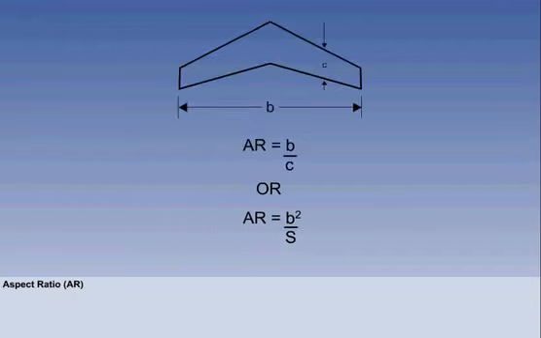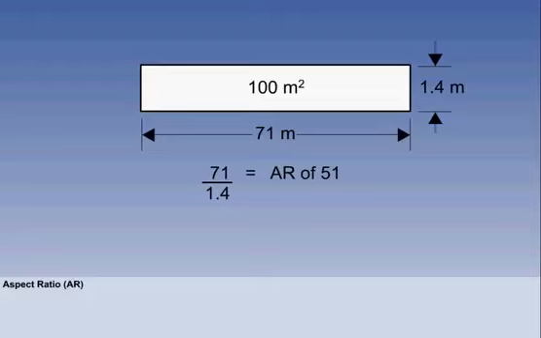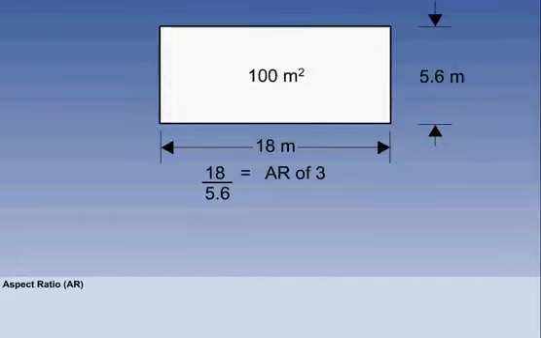The aspect ratio of the wing determines the aerodynamic characteristics and structural weight. For example, a wing area of 100 square meters could be arranged in a high aspect ratio, here 51, or a low aspect ratio of, say, 3. Typical ARs vary from this value for a modern combat aircraft, through 12 for a high-speed jet transport, to 35 for a high-performance sailplane.